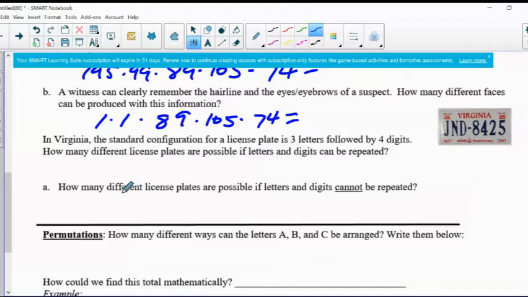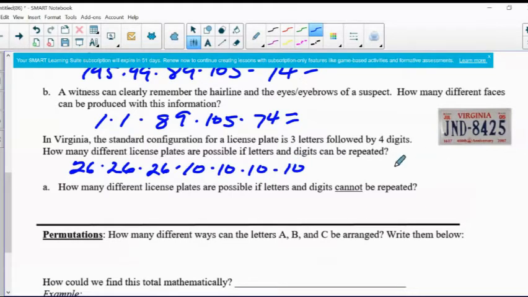In Virginia, a standard license plate is 3 letters followed by 4 digits. How many different license plates are possible if letters and digits can be repeated? Now you can have XXX or YYY or ZZZ or whatever. How many letters are there in the alphabet? This is always a good question. For those of you who don't know, there are 26. So for the first letter, there are 26 choices, the second letter 26 choices, and the third letter 26 choices. So I'm doing 26 times 26 times 26.